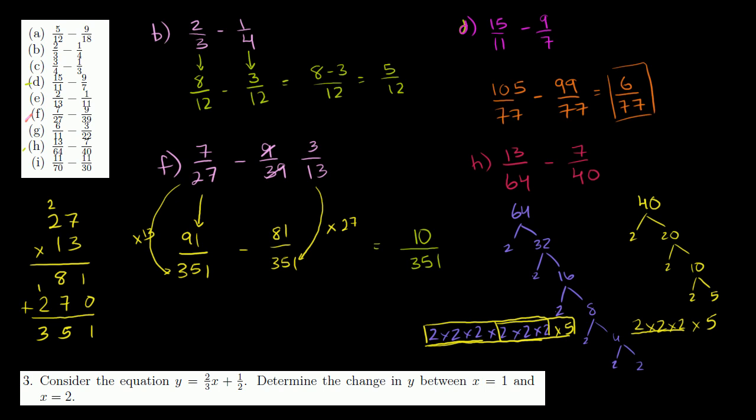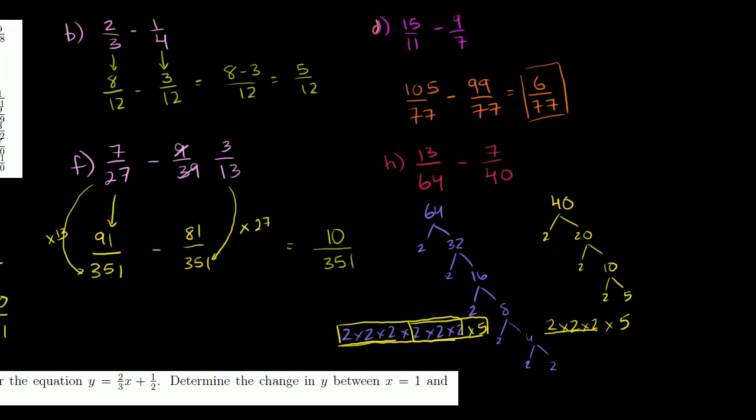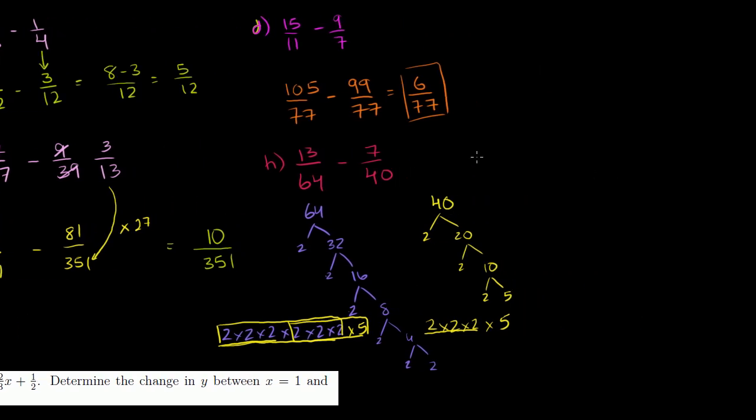So what is 64 times 5? I'm running out of real estate. Let me scroll over to the right. So 64 times 5, this is 320. So that is times 5. So if we multiply 64 times 5, we have to multiply 13 times 5. So that's 50 plus 15, right? 13 times 5 is 65.